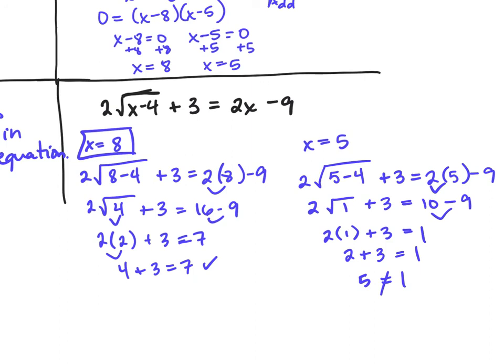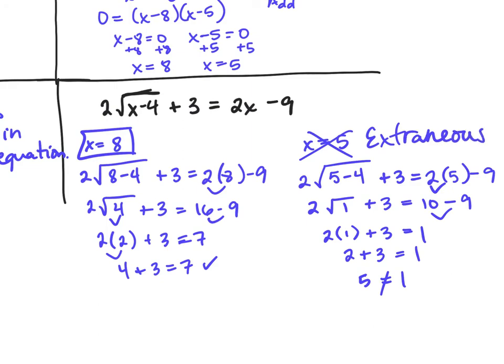That doesn't work out. The reason that doesn't work out, what it comes down to here, is when we square things to solve, we wanted to give us two answers, but we just have the one answer. So we didn't make a mistake here. Everything is good. 5 is an extraneous solution.